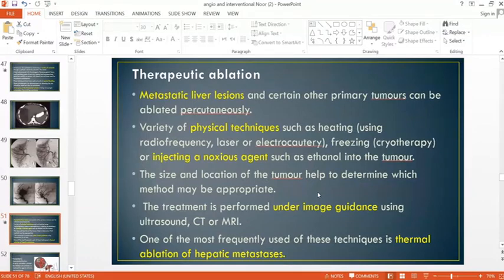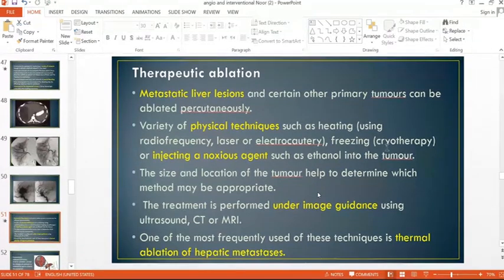Therapeutic ablation. Therapeutic ablation is another interventional radiological procedure. Metastatic liver lesions and certain other primary tumors can be ablated percutaneously using a variety of physical techniques such as heating, using radiofrequency, laser or electrocautery, or freezing by cryotherapy, or injecting a noxious agent such as ethanol into the tumor.